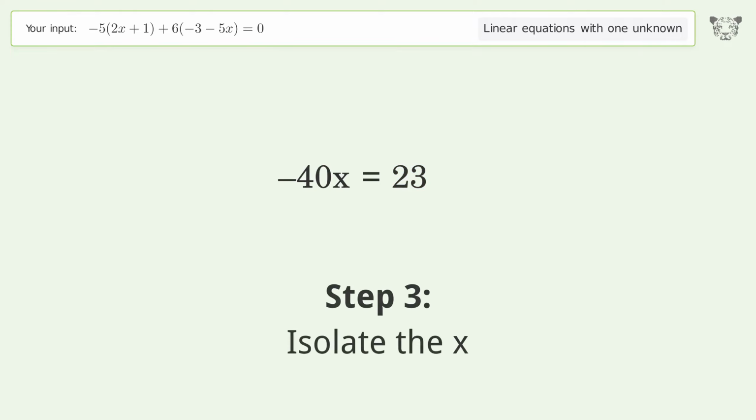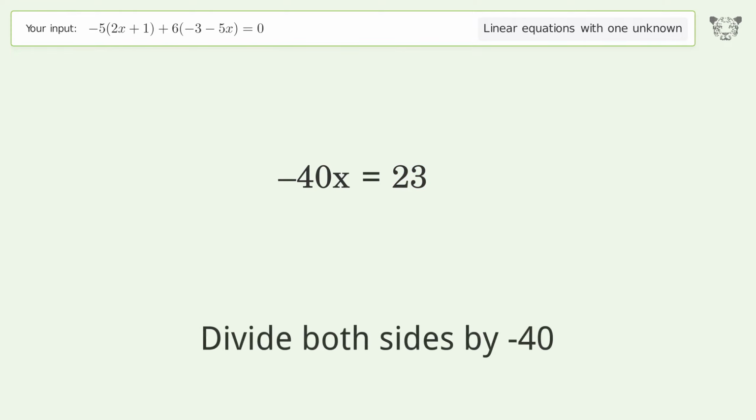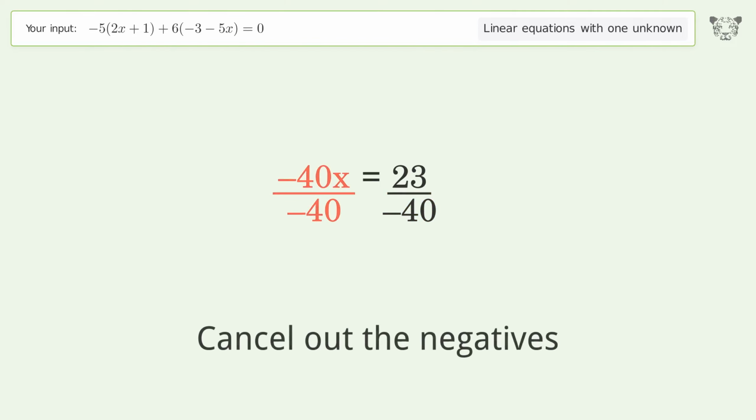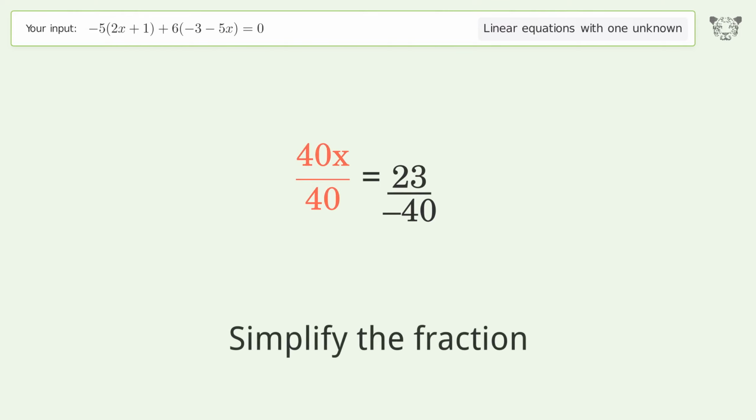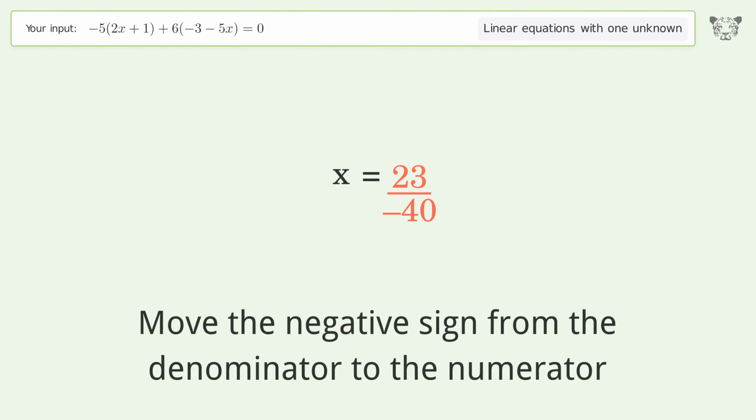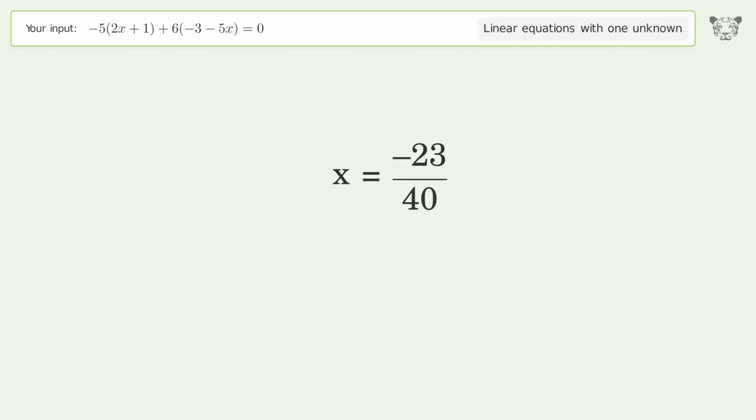Isolate the x. Divide both sides by -40. Cancel out the negatives. Simplify the fraction. Move the negative sign from the denominator to the numerator. And so the final result is x equals -23/40.